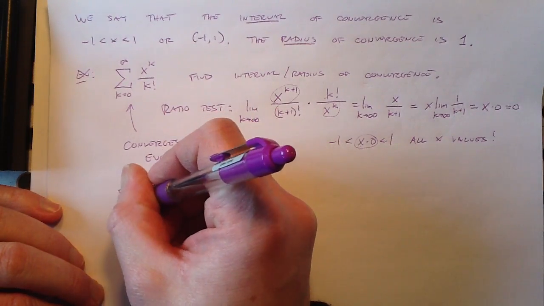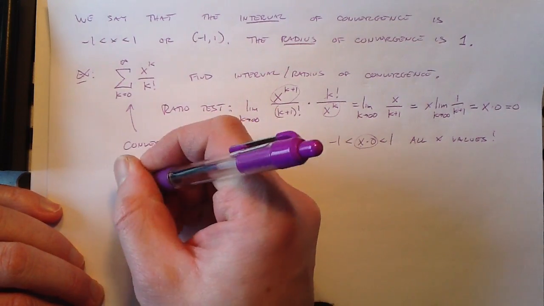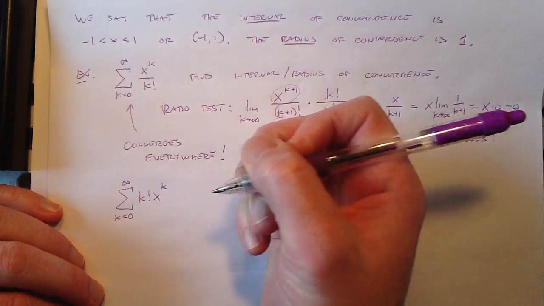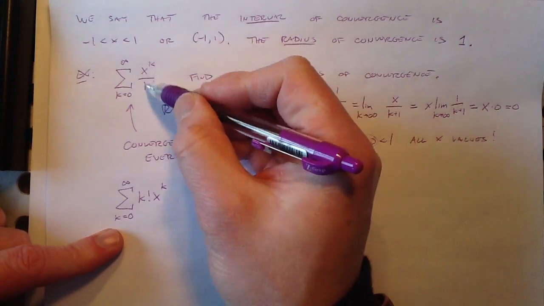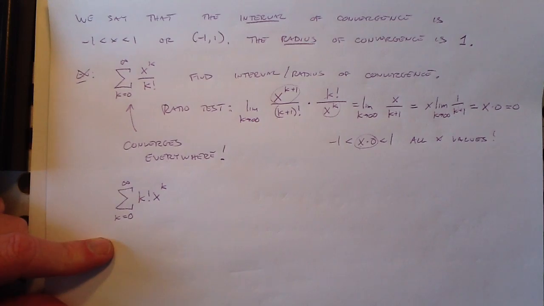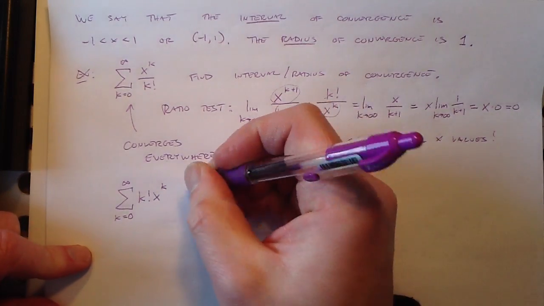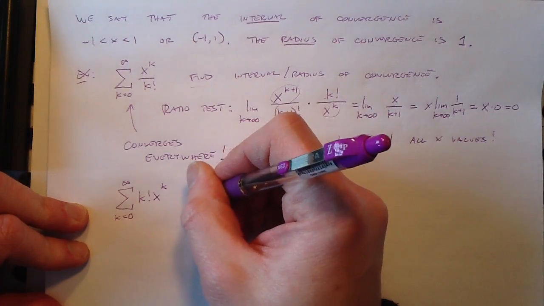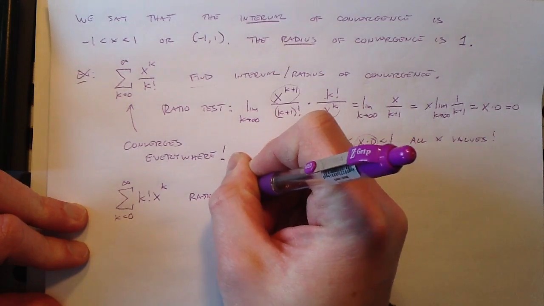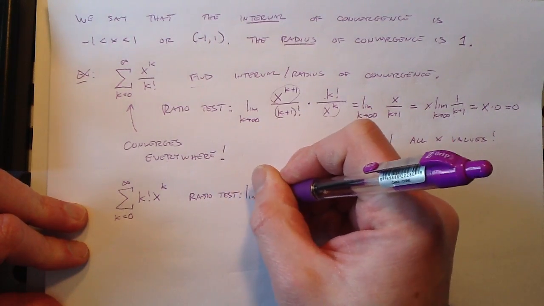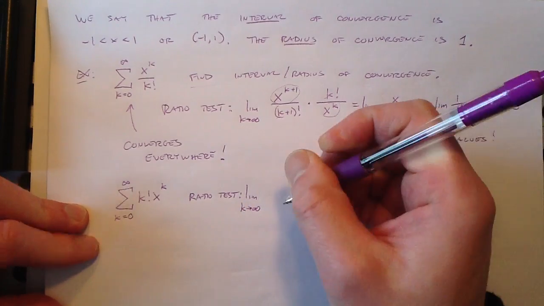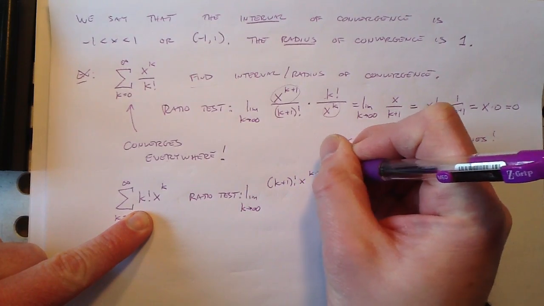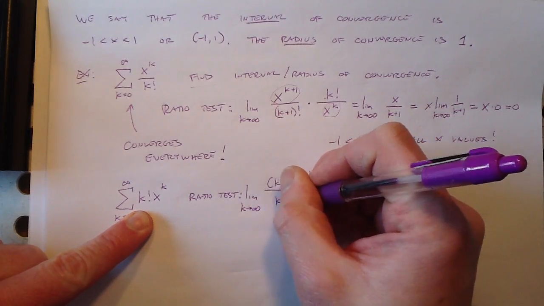How about k equals 0 to infinity of k factorial times x to the k. So we're taking the factorial and putting it up there. You might think for a minute what effect you think that might have on convergence. So we want to do the same thing. We're going to find the interval and radius of convergence. So we go to the ratio test. We're trying to find the limit as k approaches infinity of the k plus 1 term over the k term.